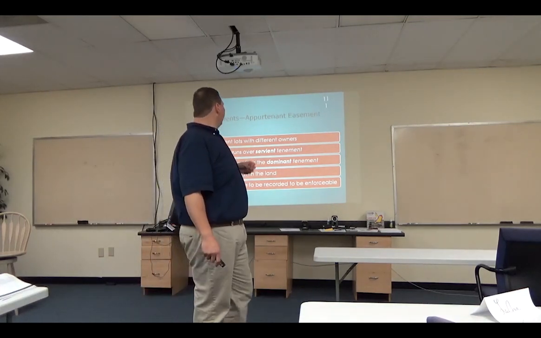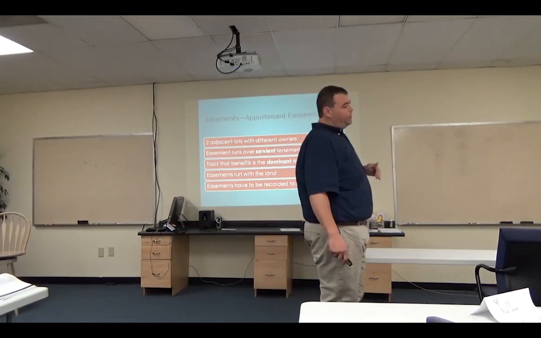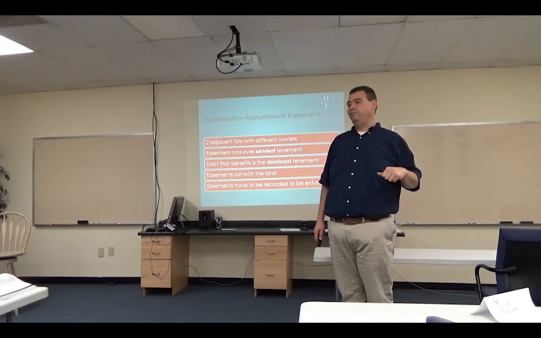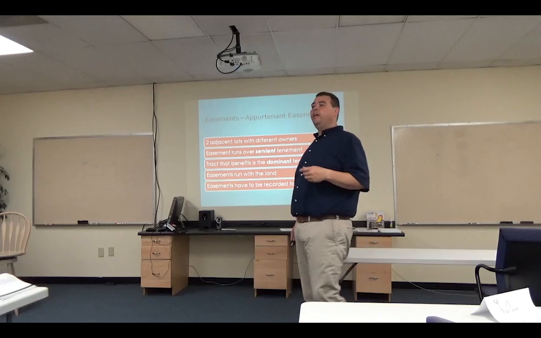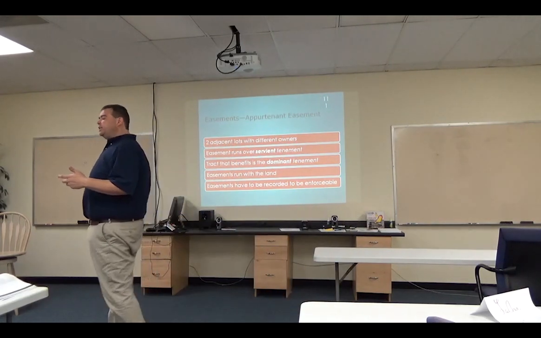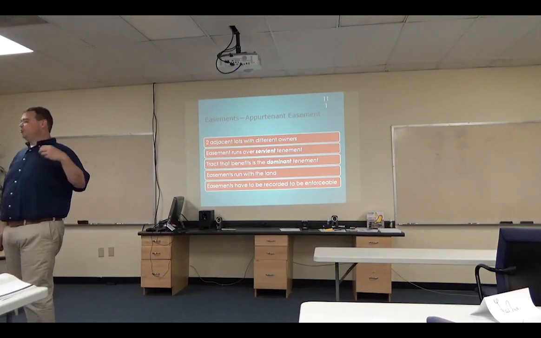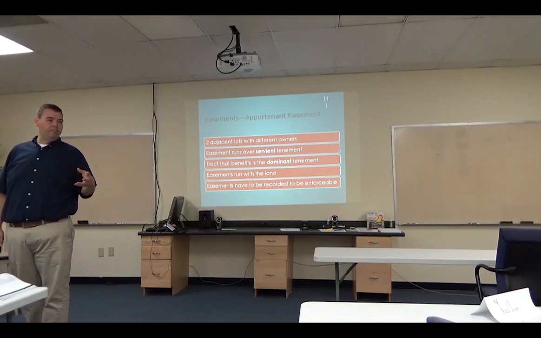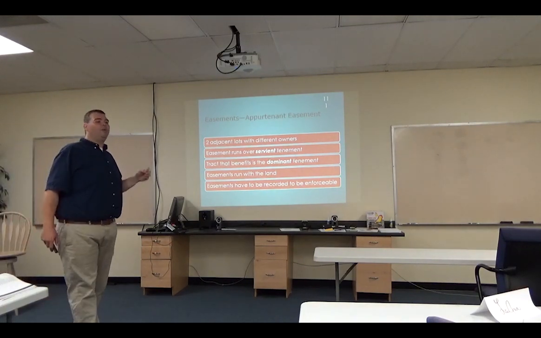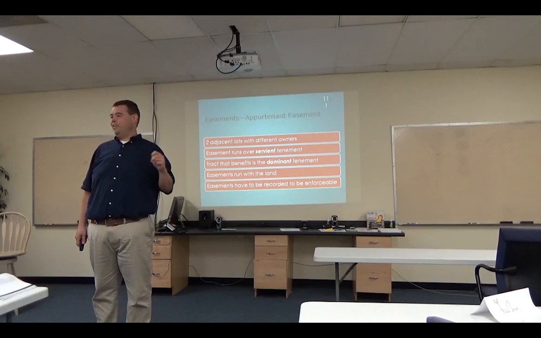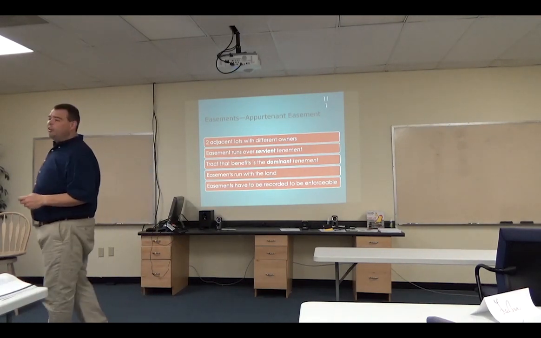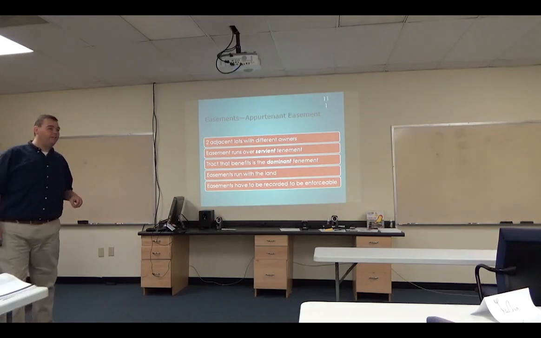And we end up with what we call a dominant tenement. That's the piece of property that takes advantage of the situation, and the servient tenement. The servient tenement is the one that is being used. So because the easement is the right to use, where do you think the easement is located? On the dominant tenement or on the servient one? It's on the servient one. The easement itself is located on the servient tenement. That's exactly right.